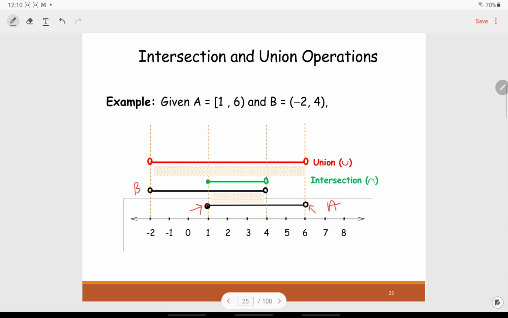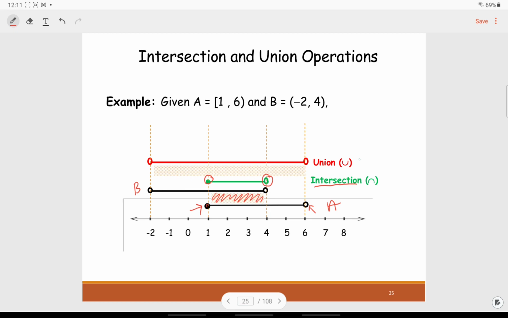Now, the combination of these two intervals for intersection means the area covered by both lines. So we have this area covered by both lines. We have a black circle here, so we use a black circle at this side, and a white circle at the other side. This is the intersection of the two intervals A and B, the area covered by both intervals.